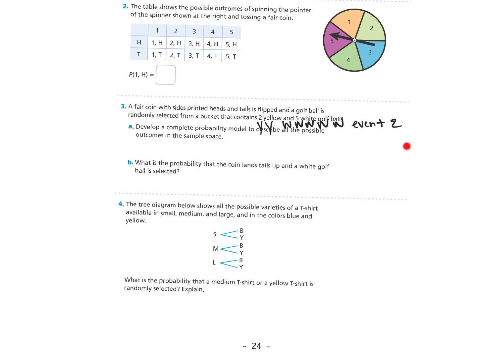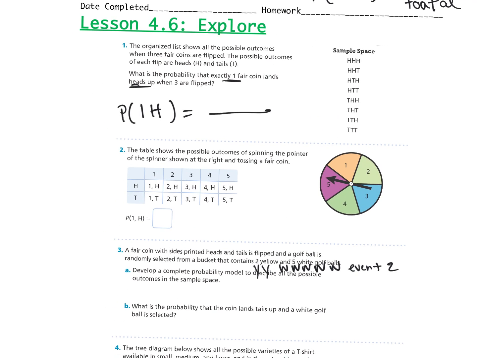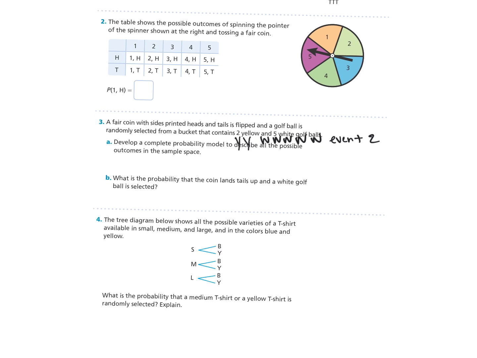And then you're going to make your sample space here just like they did up here and just like they did up here. I'm sorry, right here. So you need to make sure you have a sample space listing off all the possible outcomes that you can get from flipping a coin and picking one of these golf balls. And then B says, what is the probability that a coin lands tails up and a white golf ball is selected? So you need to tell me, again, it should be a fraction saying favorable over total outcomes.